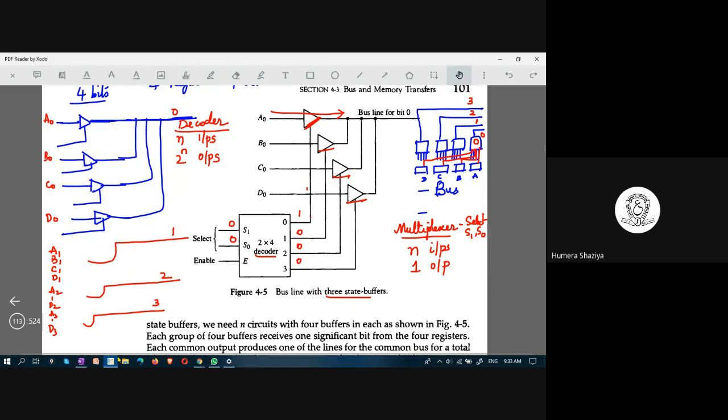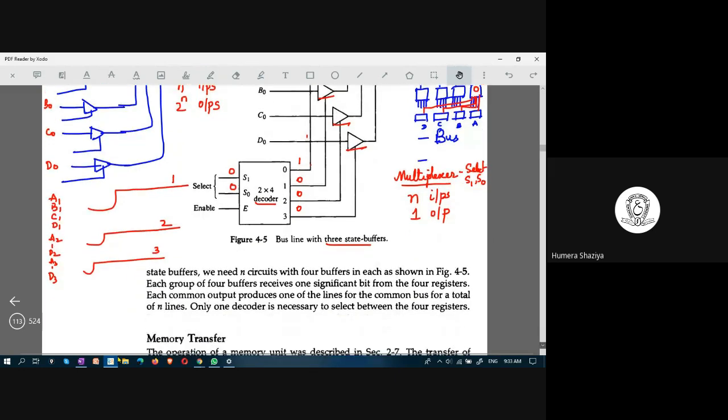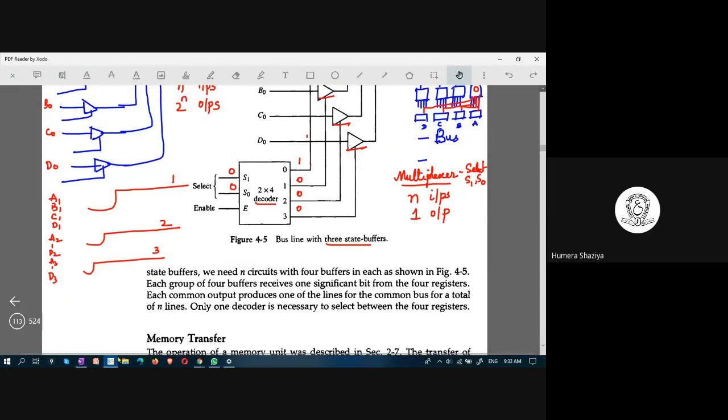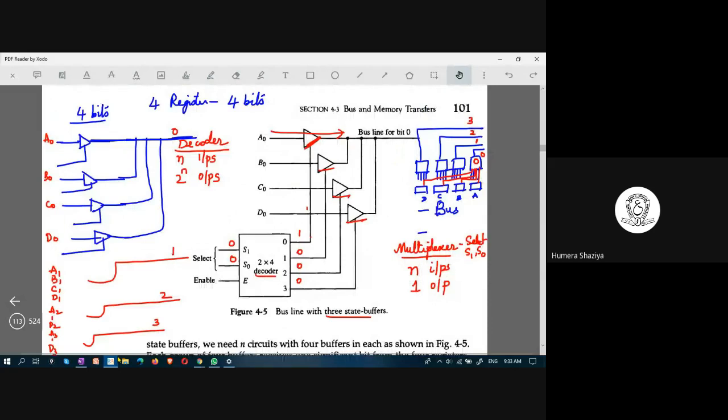This decoder is connected to more three-state buffers, 12 more. These are only 4. These 4 would form just one line, the bus line for bit 0. For bit 0, this is the bus line. Like that, you have to complete this figure for bit 1, for bit 2, and for bit 3.